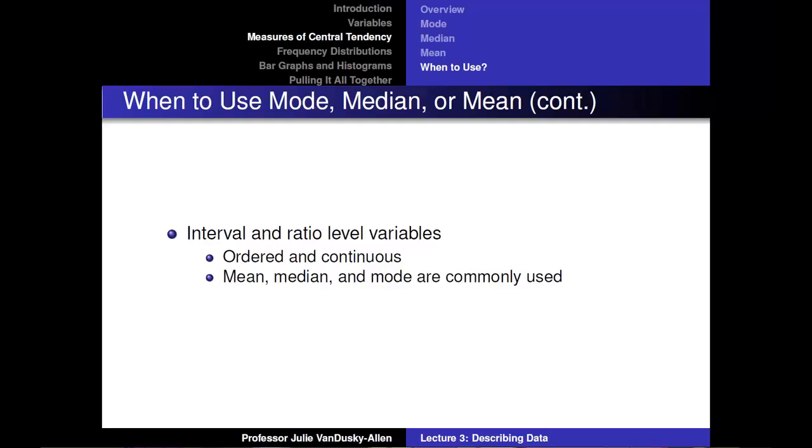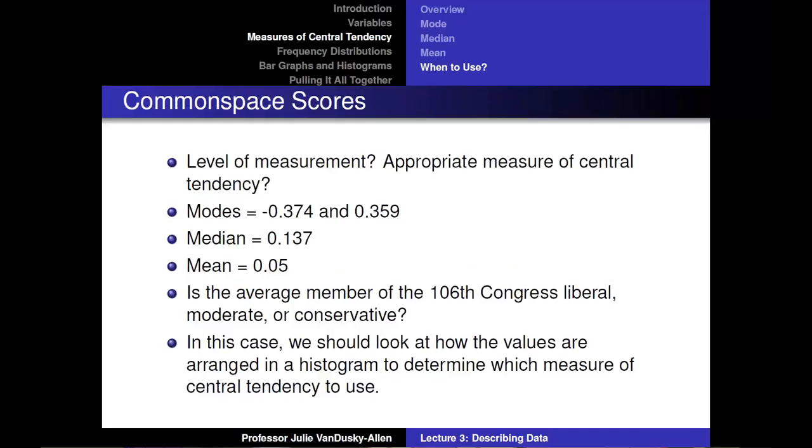Next, recall that interval and ratio level variables are ordered and continuous. Hence, we could either use the mean, median, or mode to describe the typical value of these types of variables. Back to the Commonspace scores example. Recall that Commonspace scores are ordered and continuous. They do not have a true zero, so Commonspace scores are interval level. Hence, we can use the mode, median, or mean to describe this variable.